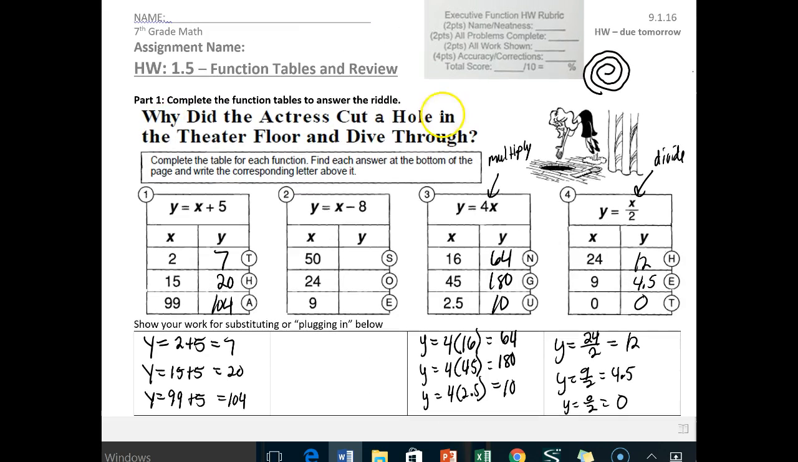Your answer will answer this riddle up here. Why did the actress cut a hole through the theater floor and dive through? Well, you have to do the rest of the work to find out.